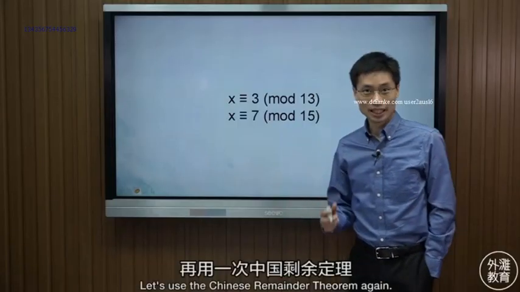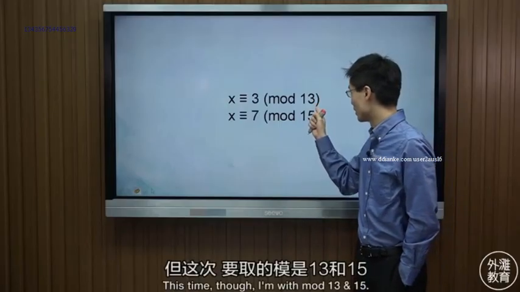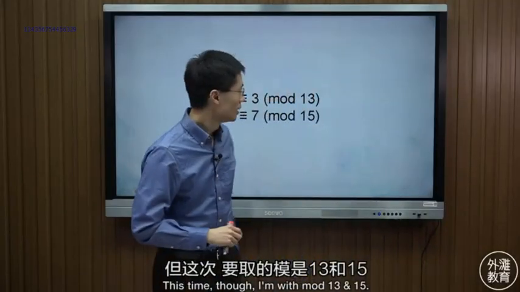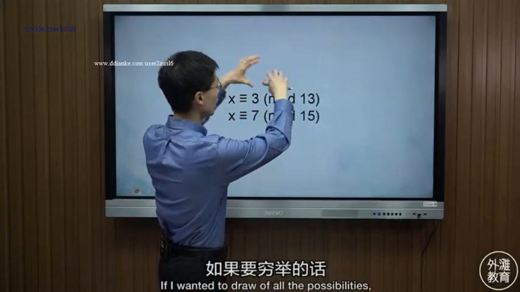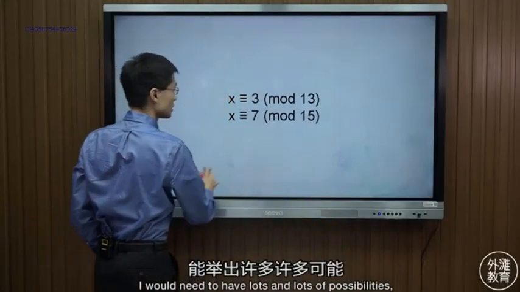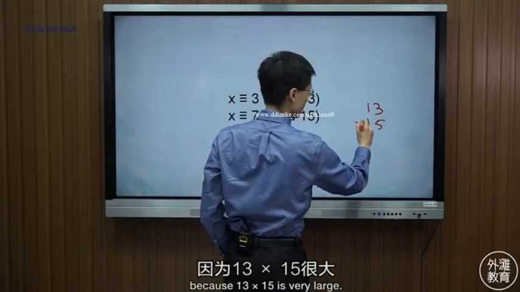Let's use the Chinese remainder theorem again. This time, though, I'm working with mod 13 and mod 15. If I wanted to draw all of the possibilities, I would need lots and lots of possibilities, because 13 times 15 is very large.